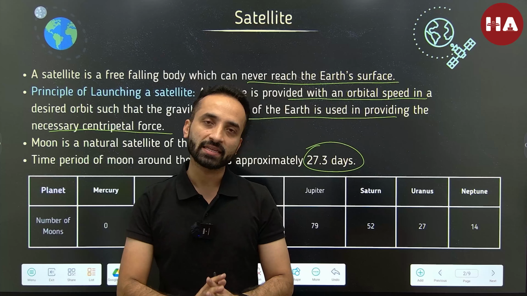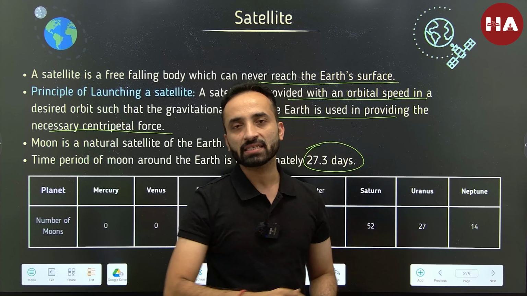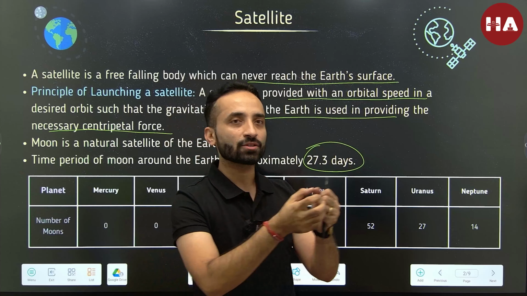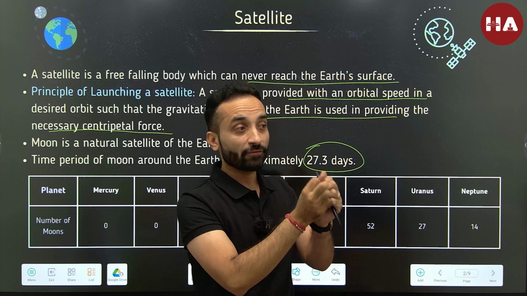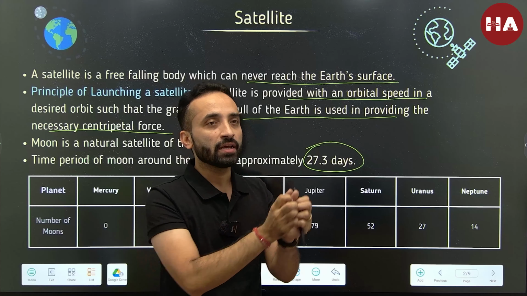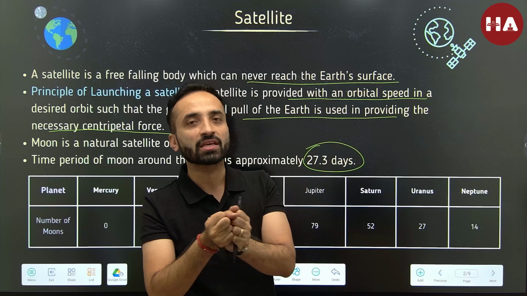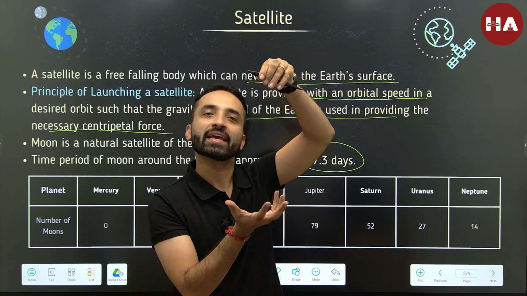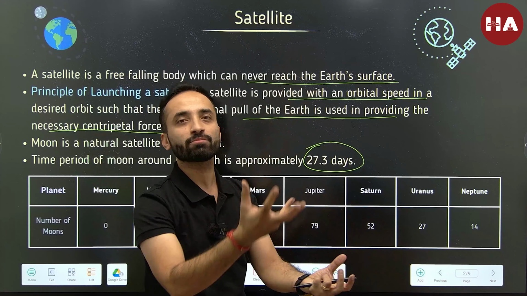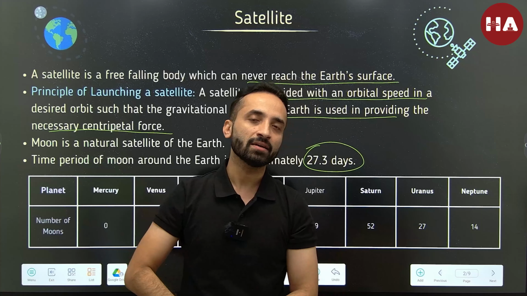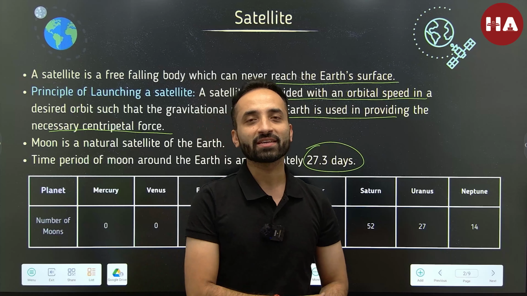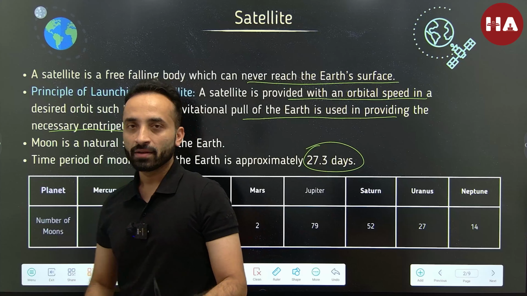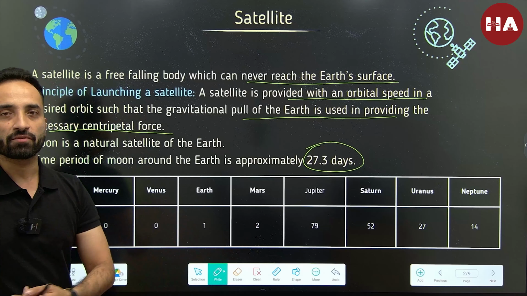I hope you understand, but the question still exists. Why is then Earth not pulling the moon? Why is the moon not reaching the Earth? If it is still in the field of Earth, it should at the end reach the surface of the Earth. Just like any other object, you throw any other object, gravity will ultimately pull it towards the surface. Then why the moon is not falling on the Earth's surface? Let's find out. Copy down the basic definition, then we move forward.